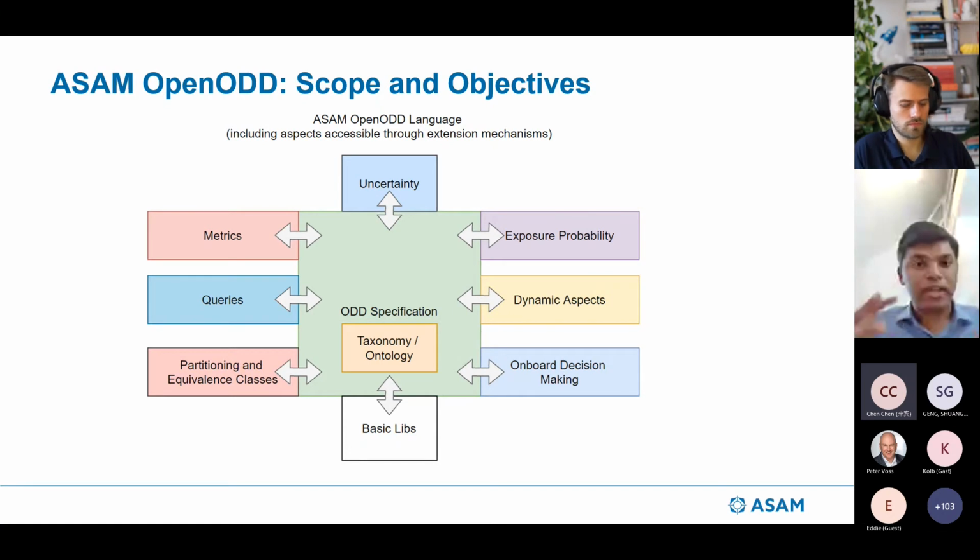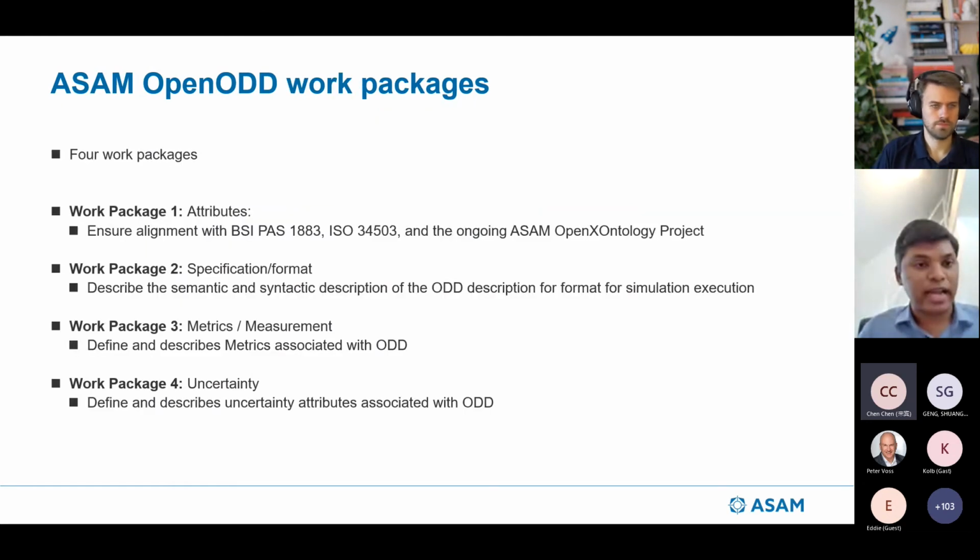So the scope itself is not just the green box. The scope is the green box and all the boxes actually. But in the first versions of our work, we've captured the green box, which is the OpenODD ODD specification, the uncertainty, the metrics, the queries, and the exposure. Now, if we want to do all this, we need to somehow structure the project in a way that all of them are happening at the right time.